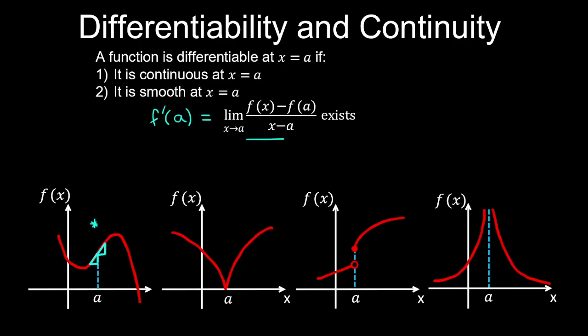So you can see that this limit is going to be the same from both sides, and the slope of both secants is going to approach the slope of the tangent to the curve at x equals a.